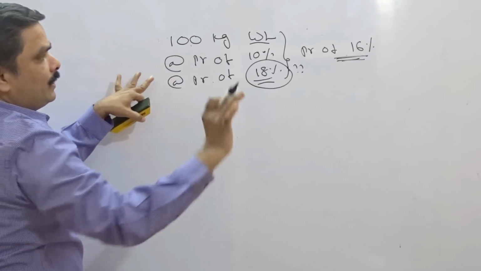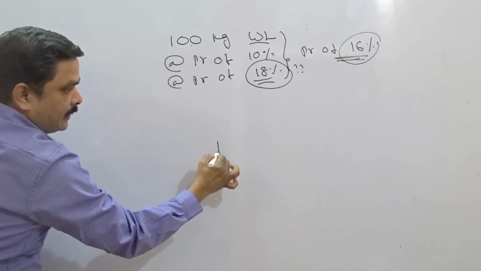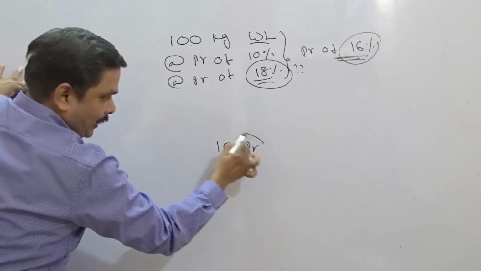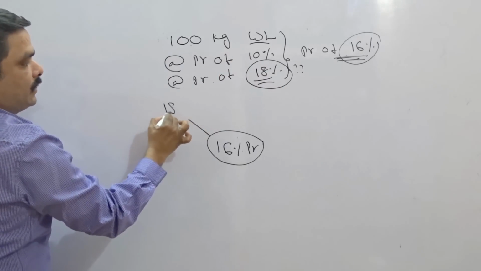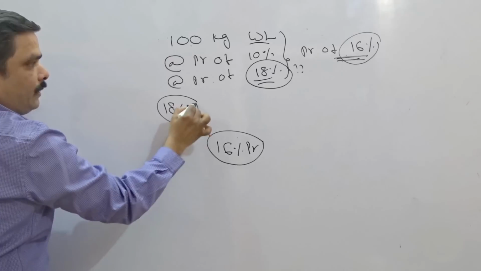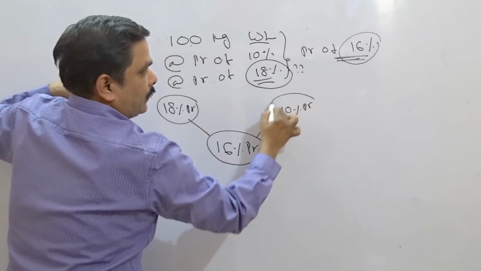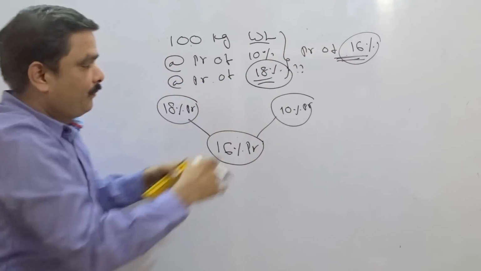Simple, one step, right? So on the whole he got 16% profit. I am taking this one as 16% profit, P I am writing, right? Now here this is one variety, 18% profit. This is also profit. And now here this is 10% profit. All the three are of the same kind. Only two parts are there. I am applying rule of allegation.